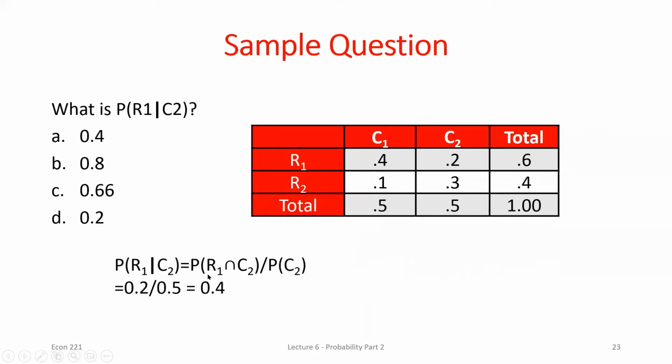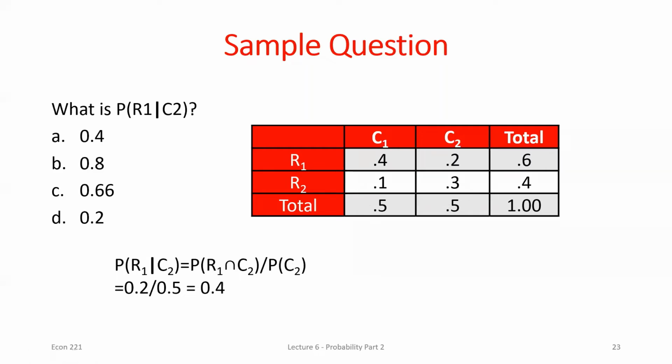So this is what we had last class. We said, given that I know C2 has occurred, what's the probability R1 has occurred? We could rewrite that as the intersection of those two things divided by the probability of C2, what we were conditioning on. Okay? It's very easy then to get the intersection of R1 and C2, which is 0.2. Probability of C2, we go down to the total, 0.5, and that's where we ended up.